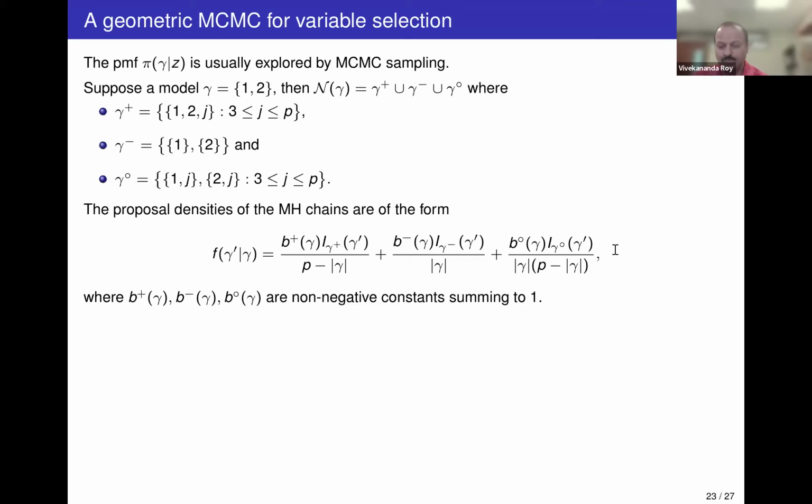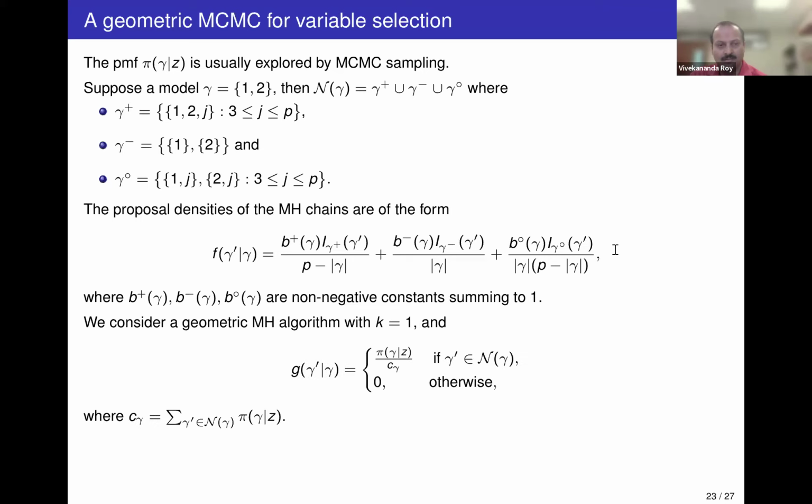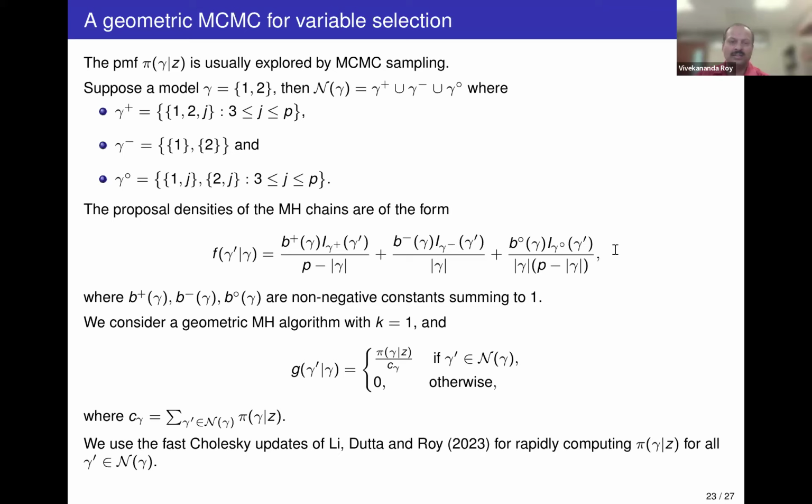So to construct the geometric MH, we need G. So what we do is for G, we just simply take a local version of pi, the target pi. Remember, pi is known up to normalizing constant. So I'll take G to be pi constant on the neighborhood of gamma. So that means I have to be able to compute this for all gamma in neighborhood. And we use Cholesky update recently proposed to compute G.